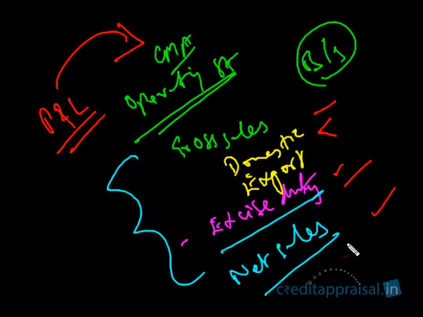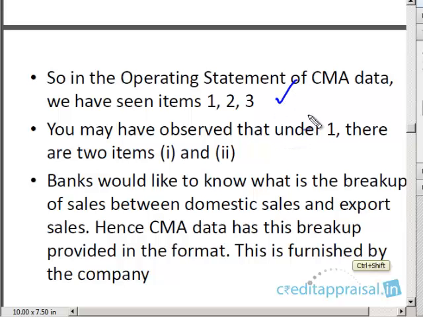So we'll see what a blank format CMA looks like in this category. In the CMA data, I have seen the first three items: gross sales, excise duty, and net sales. Under gross sales, there are sometimes two items, that is the export sales and the domestic sales. This is further information to the bankers.